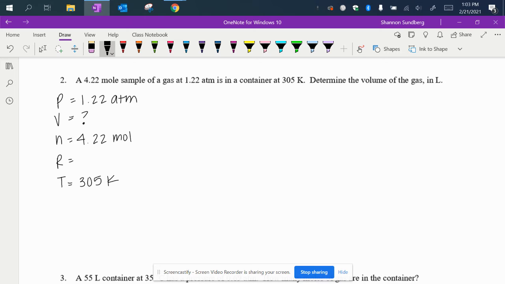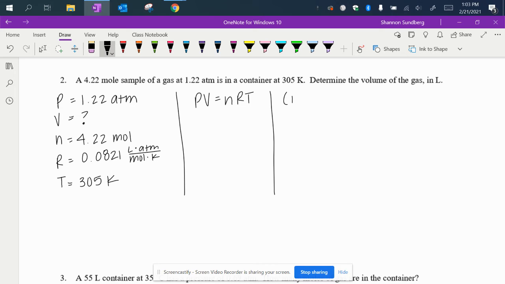Your R value, that is your constant gas value. There are two of them. Make sure you choose the one that contains atmospheres because that matches your pressure unit. That value is 0.0821 liters times atmospheres over moles times Kelvin. Okay. Your formula for the ideal gas law is PV equals nRT. And now all we have to do is sub in what we have.